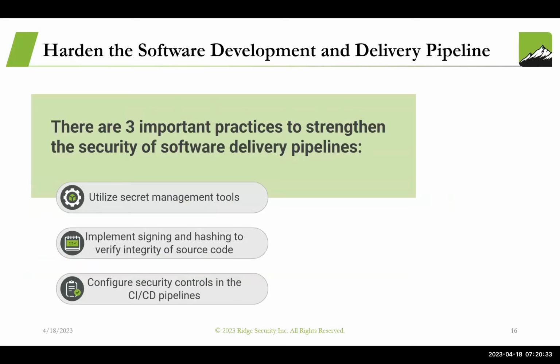Now, there are 3 important practices for strengthening the security of the software supply delivery pipeline. The first one is to utilize secret management systems for protecting secrets that I talked about earlier, such as the credentials and API keys. The second one is to include signing and hashing to ensure integrity of the source code. And the third one is to configure security controls in the CI/CD pipeline.